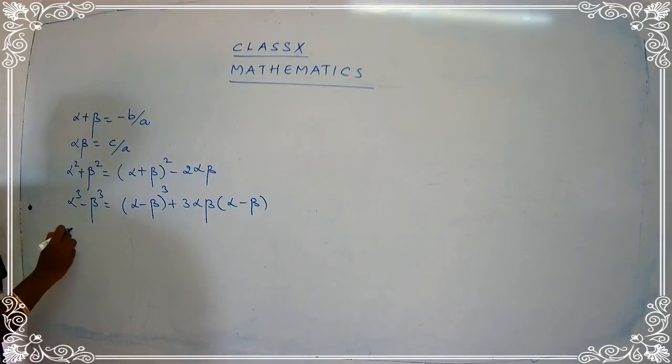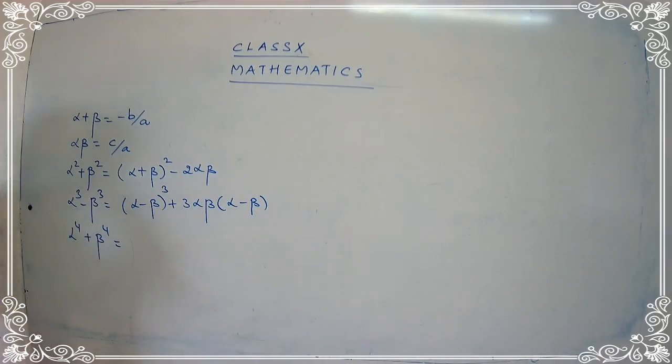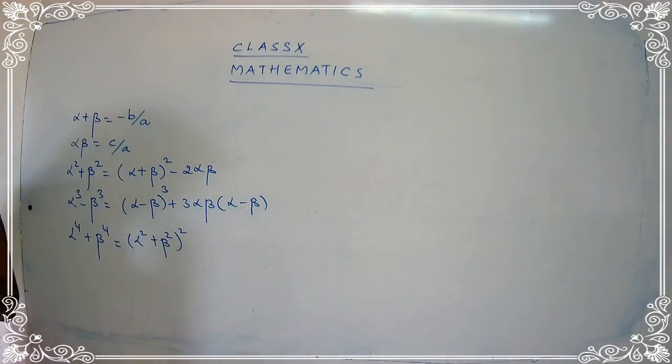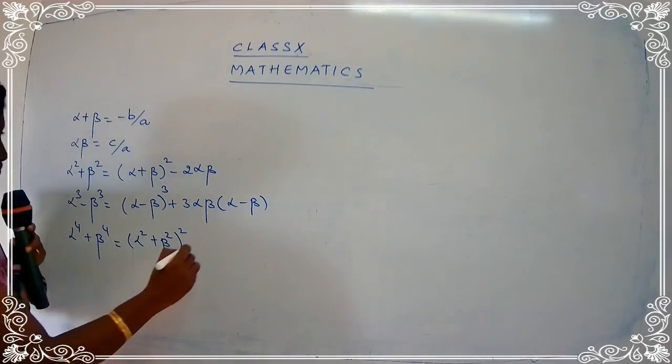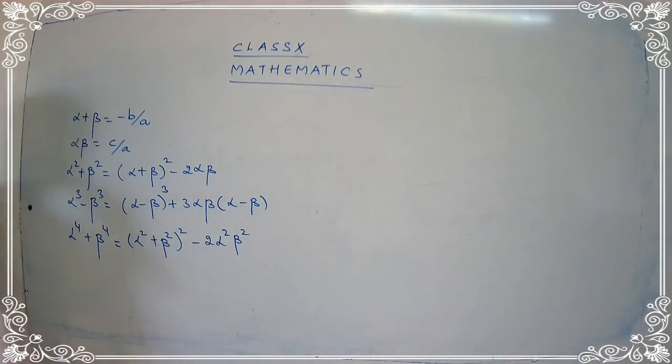And one more, alpha raised to 4 plus beta raised to 4. What is the formula for alpha raised to 4 plus beta raised to 4? This is alpha square plus beta square the whole square minus 2 alpha square beta square.